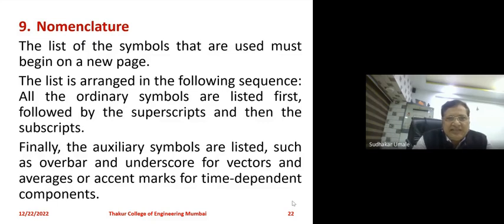Next, and last, is very important: nomenclature. The list of the symbols that are used must begin on a new page. The list is arranged in the following sequence. All the ordinary symbols are listed first, followed by the superscripts and then the subscripts. Finally, the auxiliary symbols are listed, such as overbar, underscore for vectors, and averages or accent marks for time-dependent components.